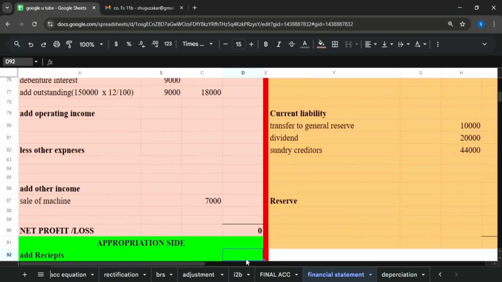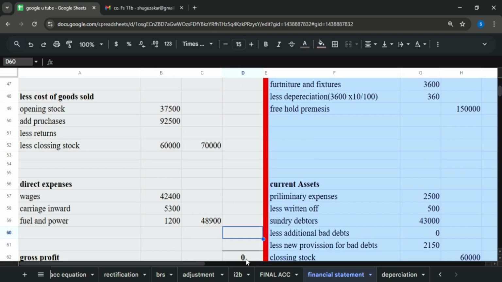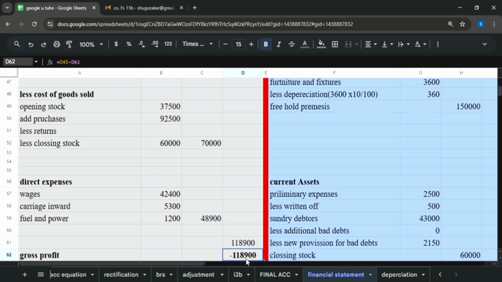Alright, we can do that. At least we have our cursor moving. Here we will calculate the total cost of goods sold. How? We'll see that the cost of goods sold amount was 70,000 and then you will add 48,900. Please excuse me for the delay because the keyboard was not working.